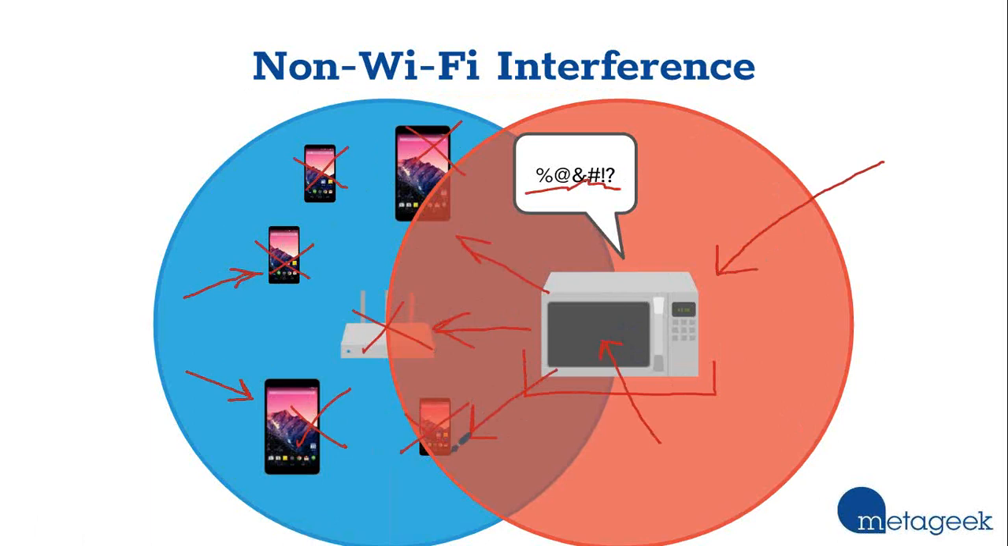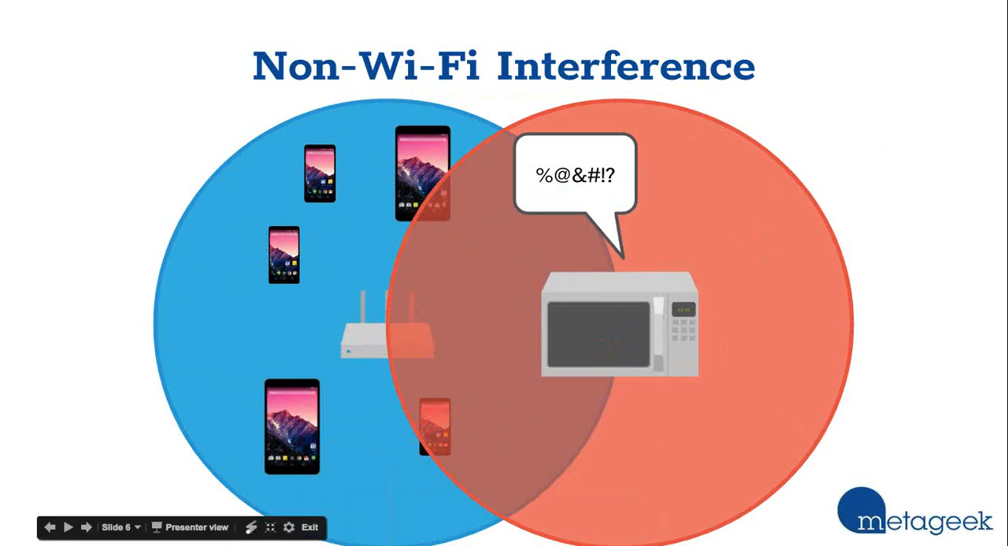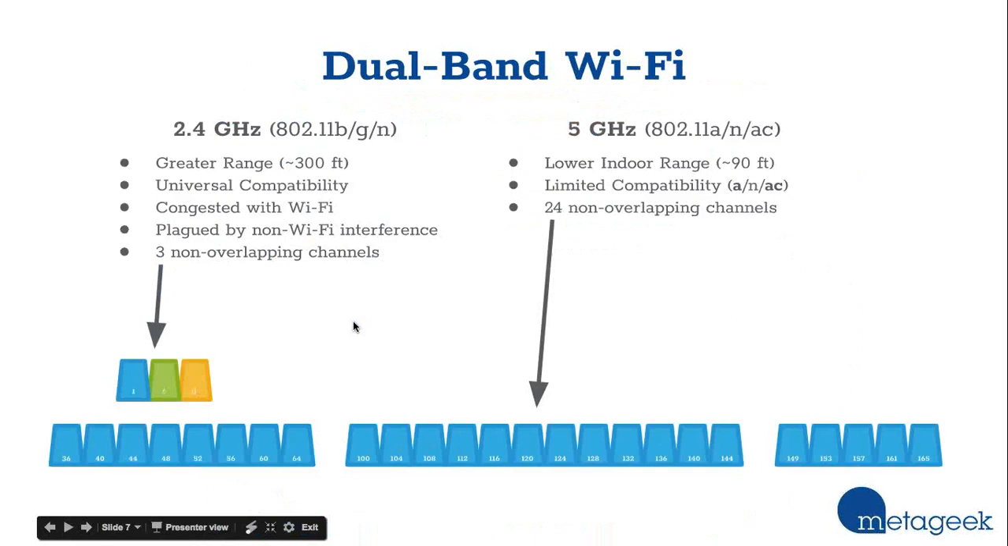On any given channel, at any given time, only one device can talk, and that includes non-Wi-Fi devices as well, and our Wi-Fi devices will simply back off and be quiet and give precedence to those non-Wi-Fi devices. Speaking of 2.4 gigahertz, I want to make a quick comparison between the 2.4 and 5 gigahertz bands.